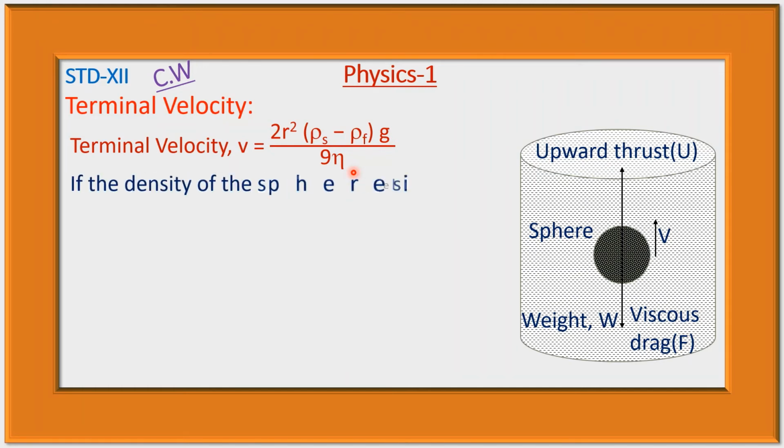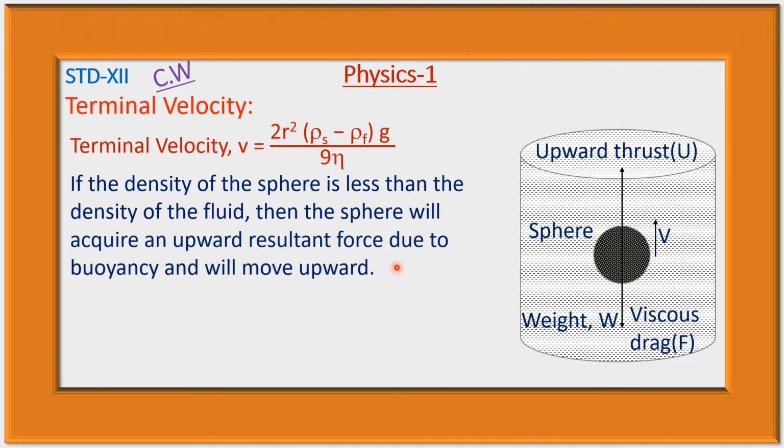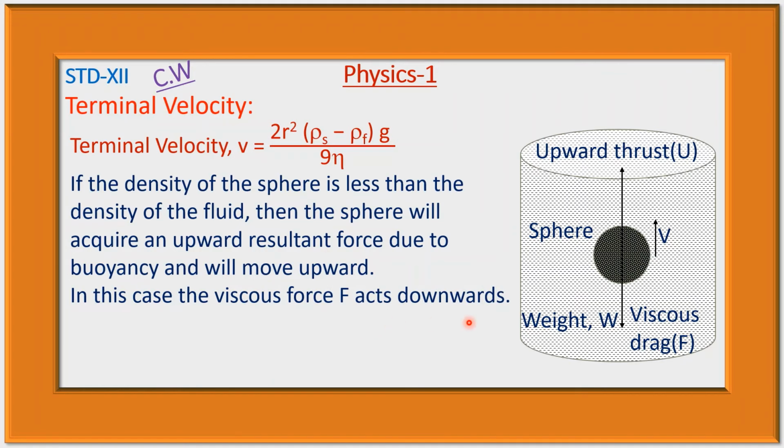We know terminal velocity v is equal to 2r square (rho s minus rho f) into g divided by 9 eta. If the density of the sphere is less than the density of the fluid, then the sphere will acquire an upward resultant force due to buoyancy and will move upward. That is, if the body is lighter than the liquid, it will move in the upward direction. And we know viscous force is always opposite to the motion of the body. Therefore, viscous force acts in the downward direction. In this case, in the downward direction, weight and viscous force act, and in the upward direction, upward thrust due to buoyancy. The body moves in the upward direction, that is, v is in this direction. In this case, the viscous force F acts downwards.